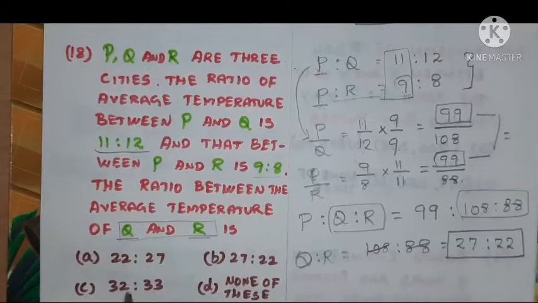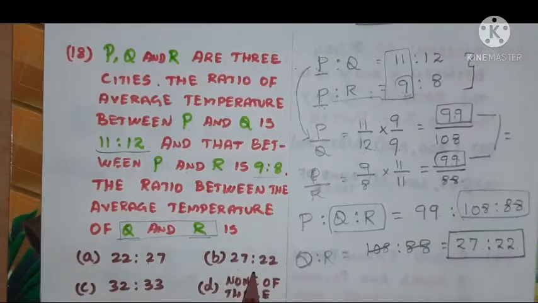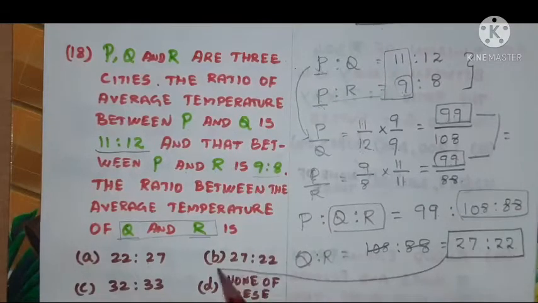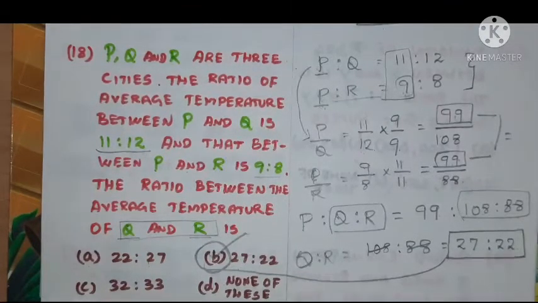We'll check with the options. Option A 22 is to 27, option B 27 is to 22, option C 32 is to 33, option D none of these. So the answer is matching with option B. Hence option B is the right answer for this particular question. Hope you understand. We'll go to the next question.